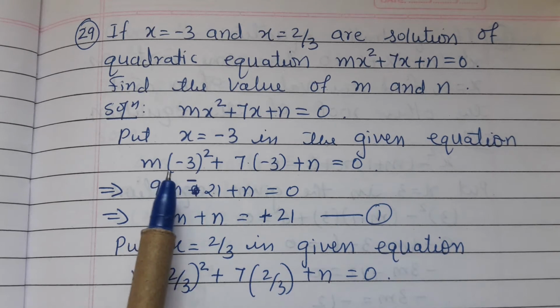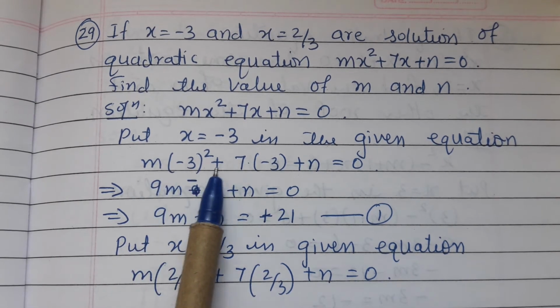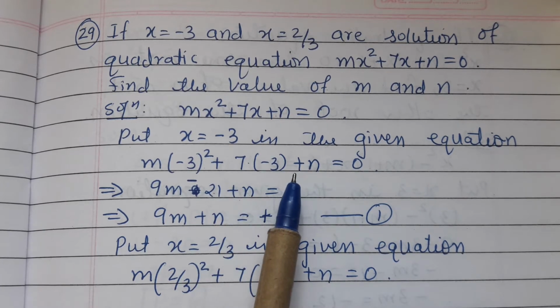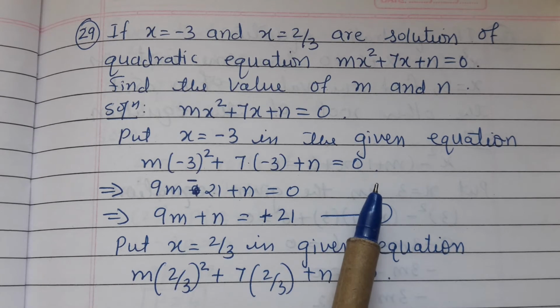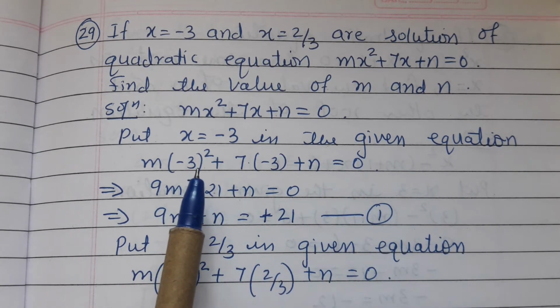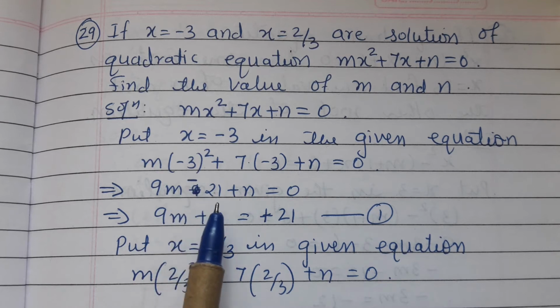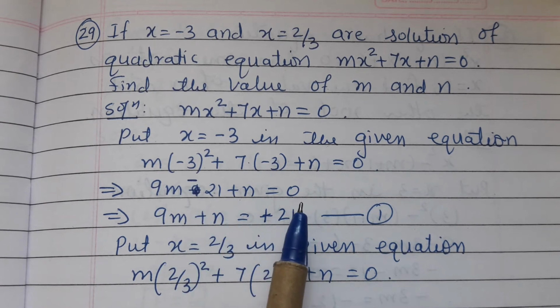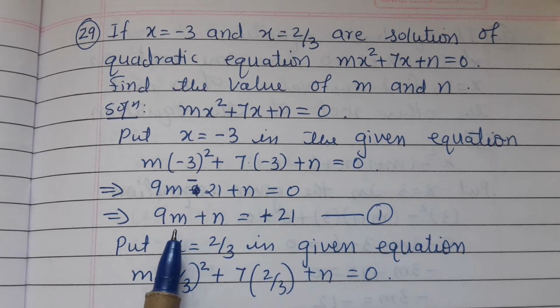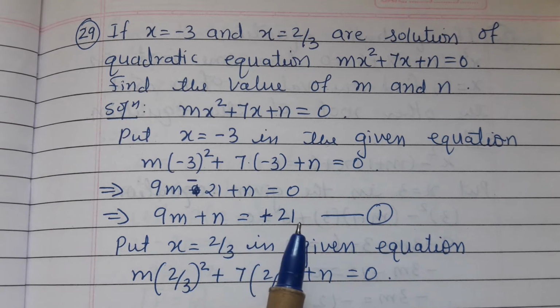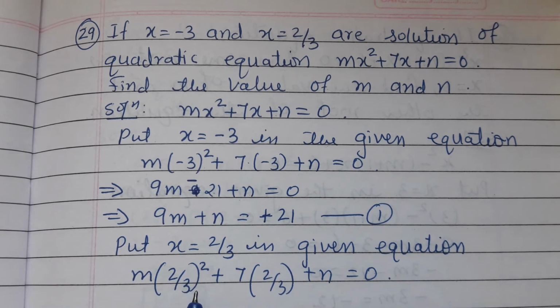So we get m into minus 3 the whole square plus 7 into minus 3 plus n is equal to 0. So 9m minus 21 plus n is equal to 0. So the first equation is 9m plus n is equal to 21. In the same way, substitute the other value of x, that is 2 upon 3, in the equation. We get m into 2 upon 3 the whole square plus 7 into 2 upon 3 plus n is equal to 0.